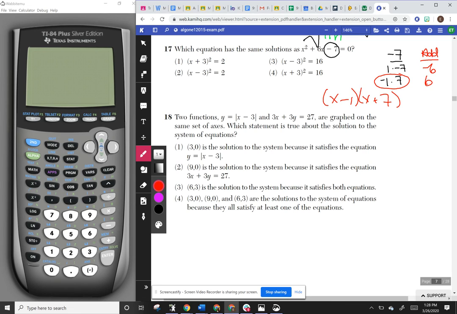But we can't use our calculator with the way that they're shown right here. So we got to subtract whatever's on the right side of the equal sign from the left. So this is going to be minus 2, minus 2, minus 16, minus 16. Okay, so now we're looking for whichever ones have the same solutions, and those solutions, using what I did before, are going to be 1 and negative 7.